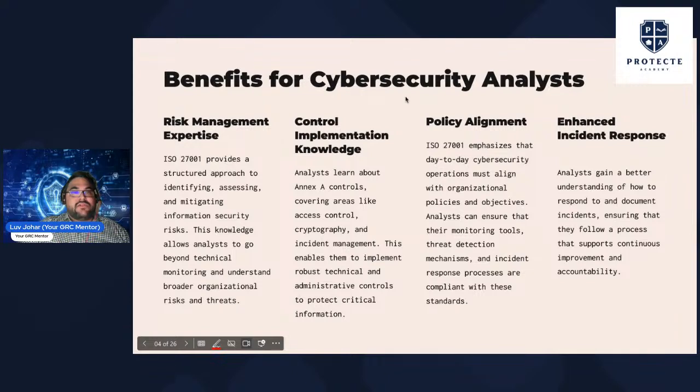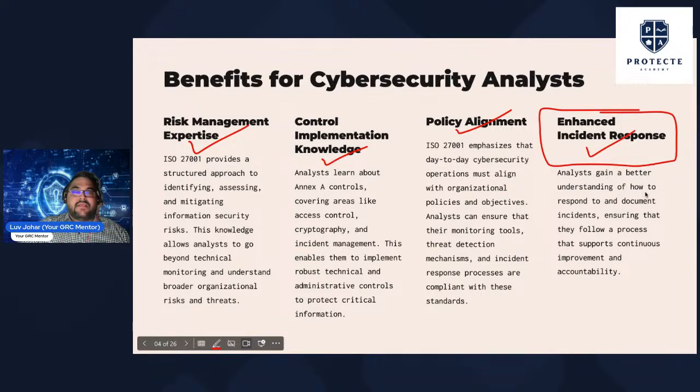This is the benefits for cybersecurity analyst. Whenever you do it, definitely risk management expertise you get, control implementation knowledge you get. There are 93 controls you get to know, you get to understand about policy alignment. You can align different policies as per your organization. Definitely enhance incident response. Somebody asked me how can security awareness training basically help to increase the incident response.